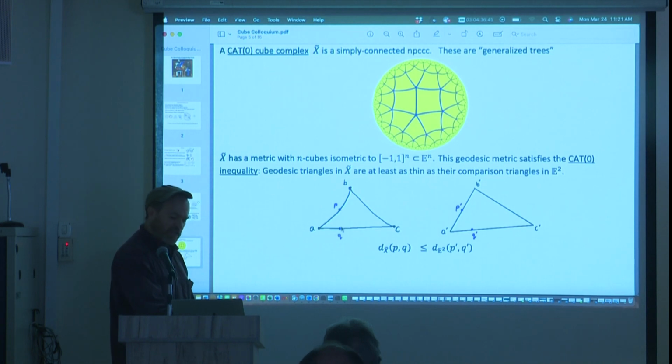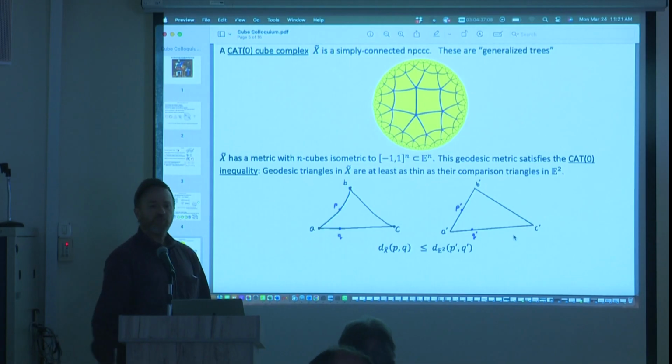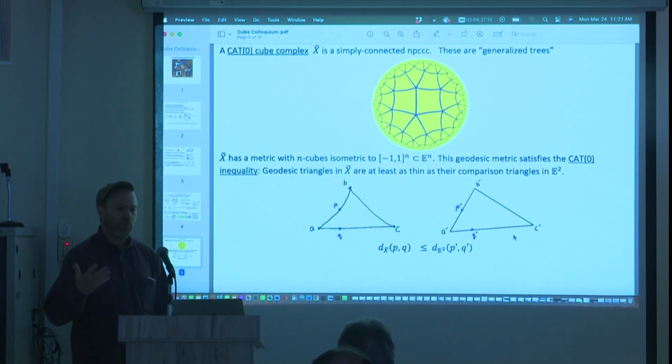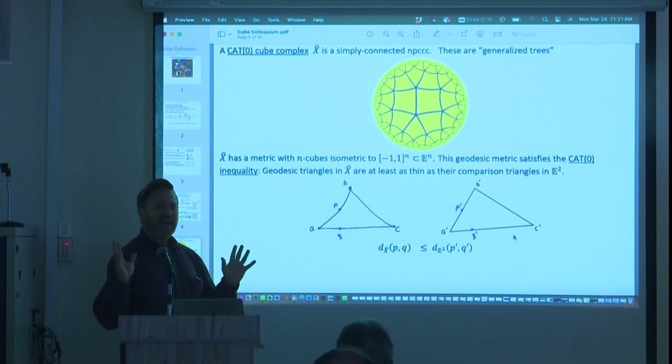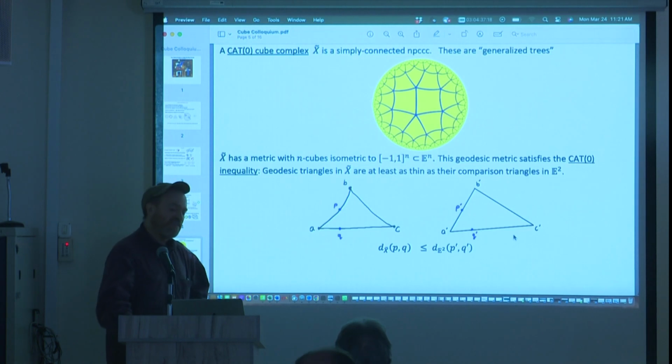And you take points in your triangle, like P and Q, and you look at the corresponding points in your Euclidean triangle that you're going to compare it to. And what you want is that the distance between P and Q is less than or equal to the distance in the Euclidean plane between their corresponding points P prime and Q prime. And if that inequality, famous from Riemannian geometry, is satisfied, then this geodesic metric space is a so-called cat zero space.